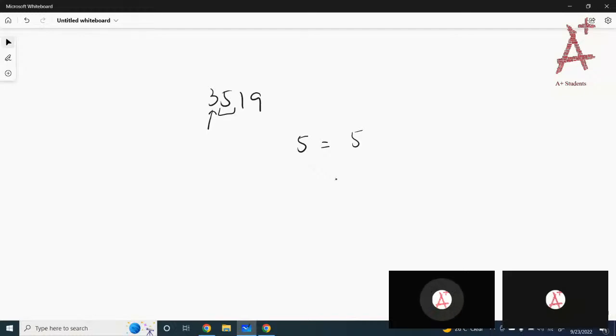Replace all the other digits with 0 and add 1 to the thousands digit. So 3 plus 1 is 4. The thousands digit is then 4, and replace the other three digits with 0. So it is then 4,000. Got it?